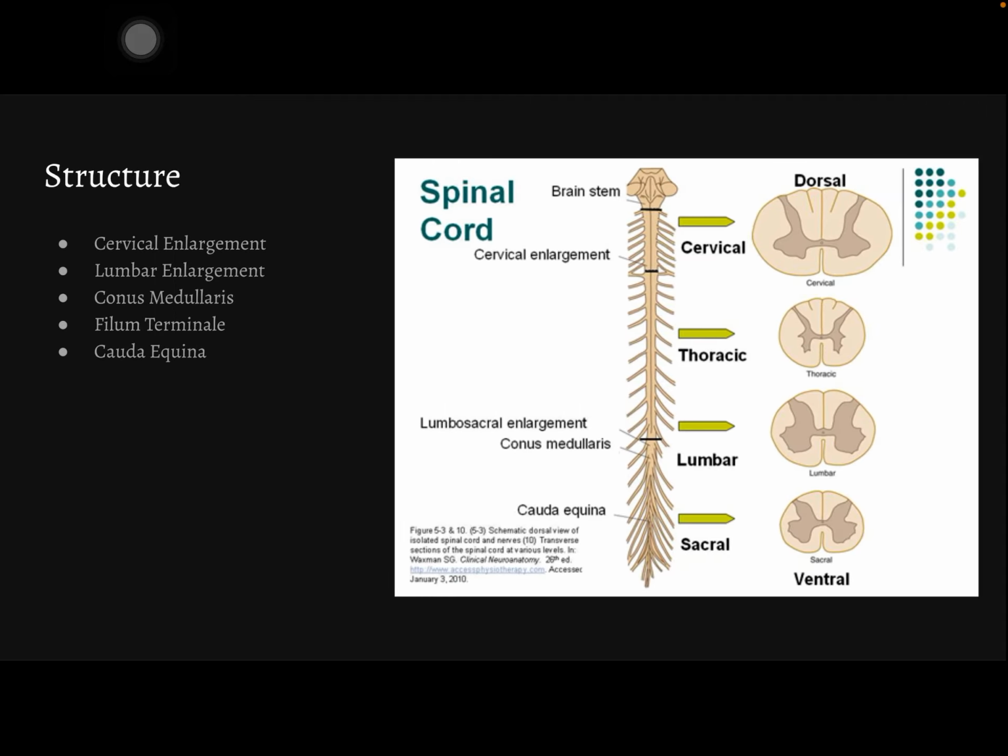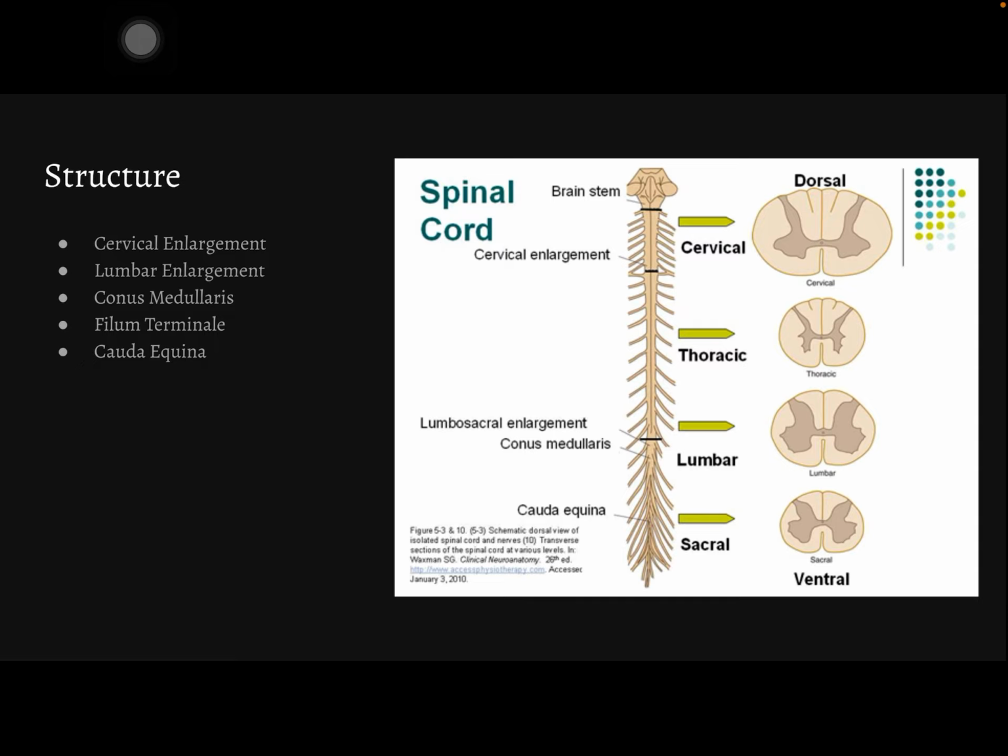And getting into the structure of the spinal cord itself, we have the cervical enlargement, the lumbar enlargement, conus medullaris, filum terminale, and cauda equina. Again, there's the visual, and on the far right we have another visual of the cross-section, but how it would look like in each part.